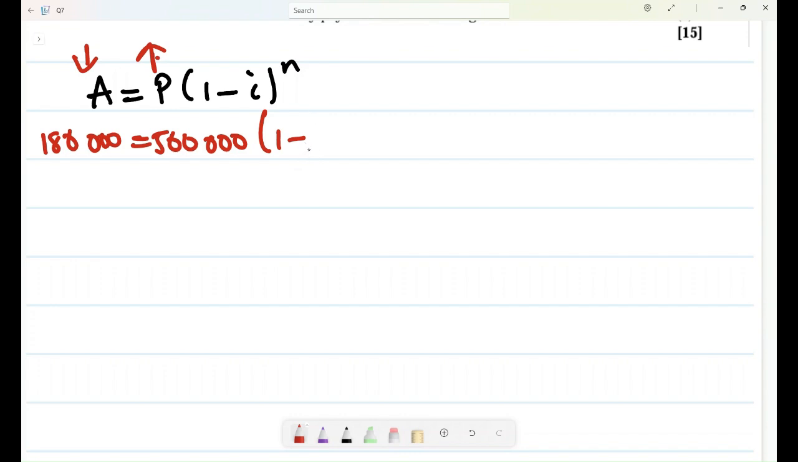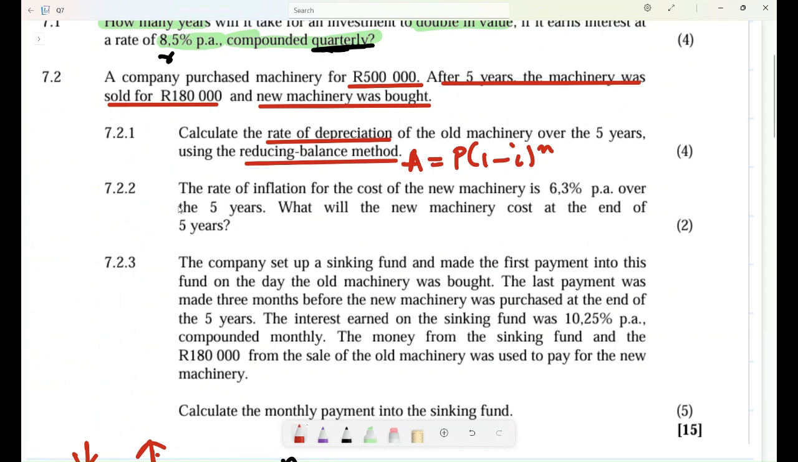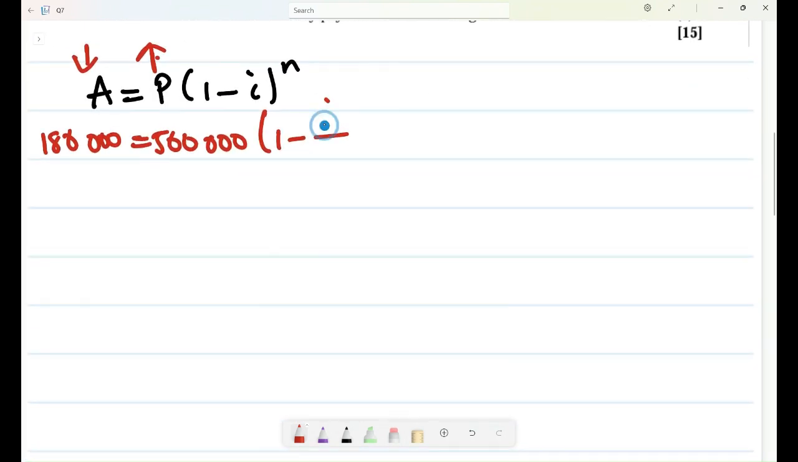It is what we are looking for. But this I, it was going to be I divided by what? Let's see. All right, just leave it as I. Just leave it as I.